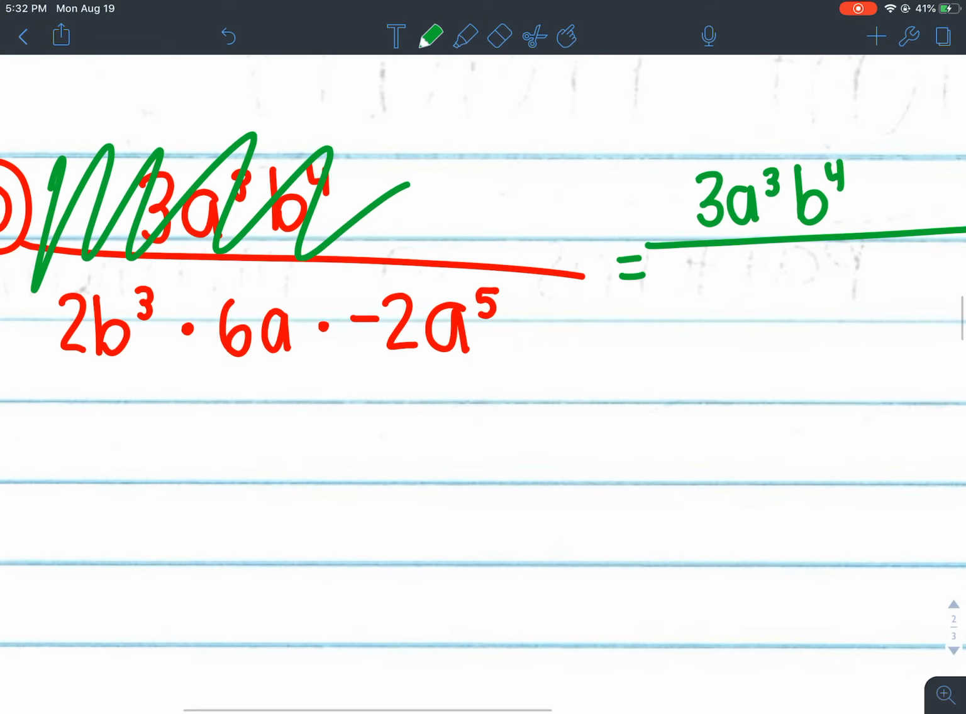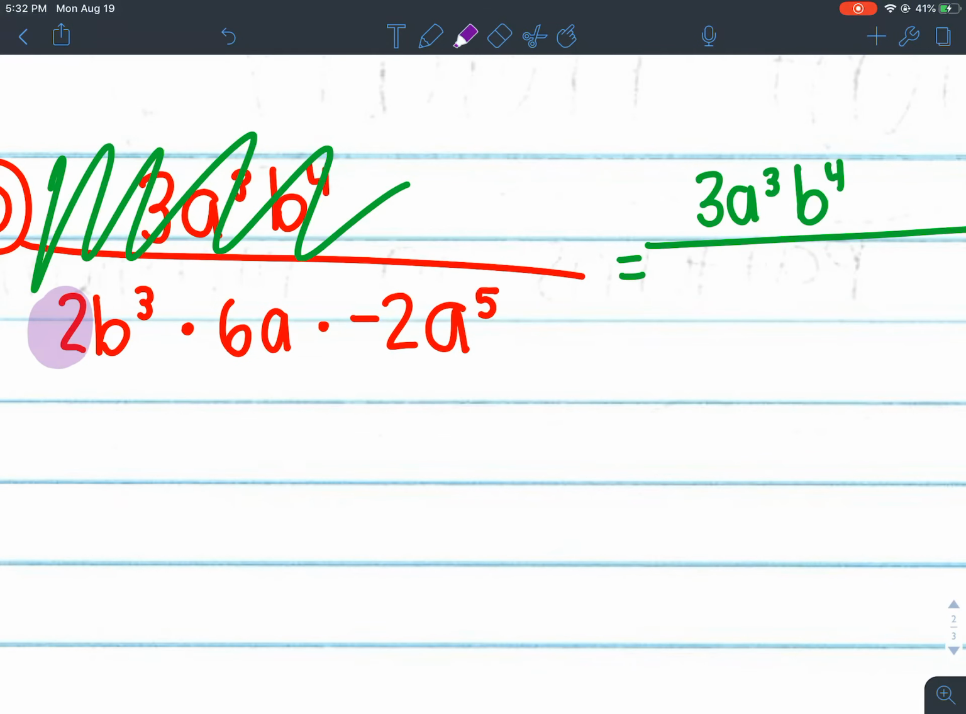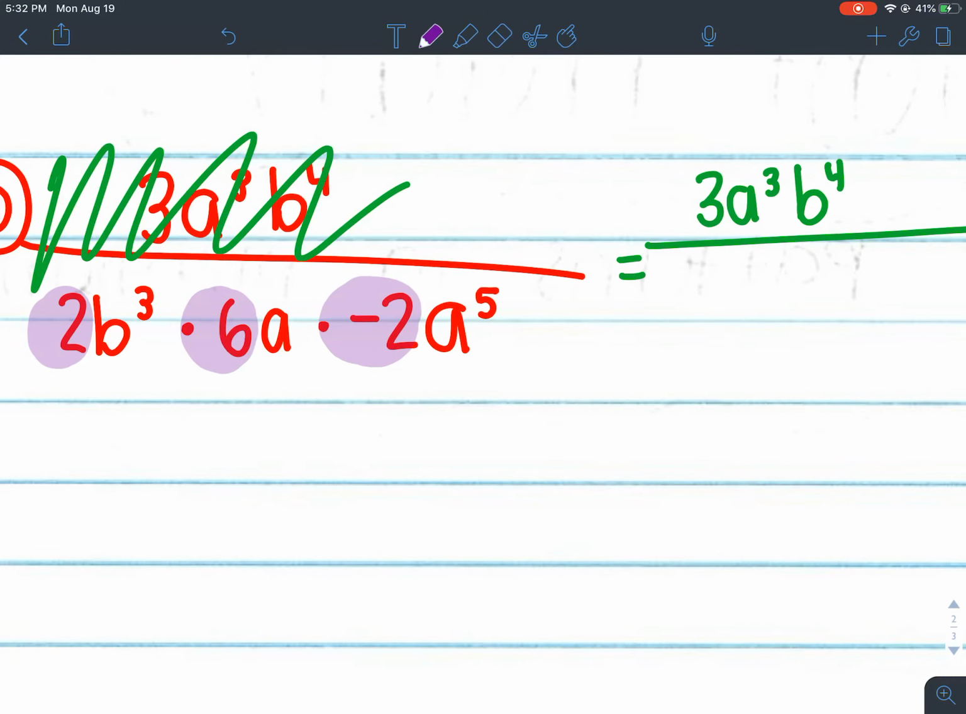Okay. And then I'm going to go ahead and look at the denominator down here. So I know I have 2, and I know I can multiply that by a 6, and I can multiply that by a negative 2. So 2 times 6 times negative 2 gives me negative 24.